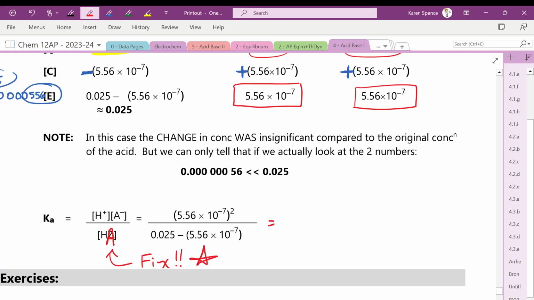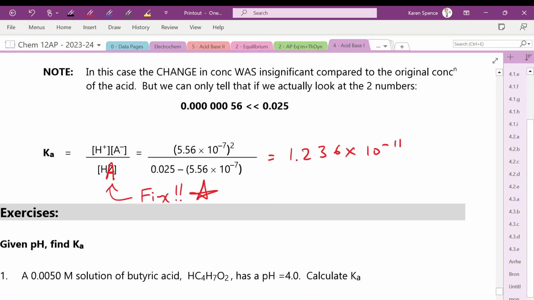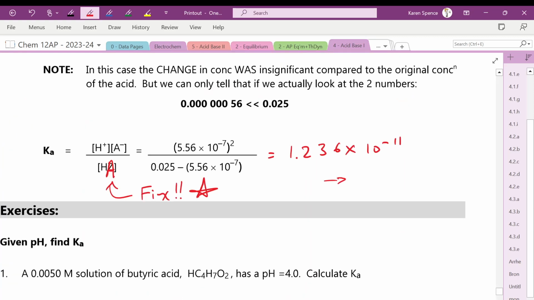And we get whatever we get. Why didn't I finish that? 5.56 times 10 to the negative 7 squared divided by 0.025 equals 1.236 times 10 to the negative 11. Let's make sure that was a real 0.025, yeah. 2 sig figs, 1.2 times 10 to the negative 11.